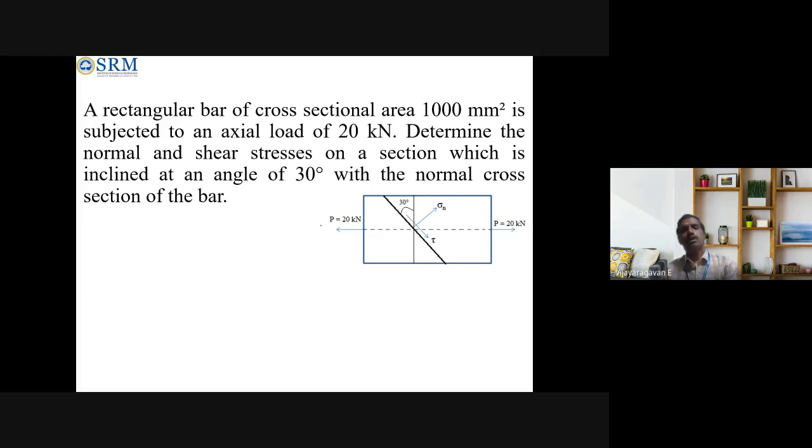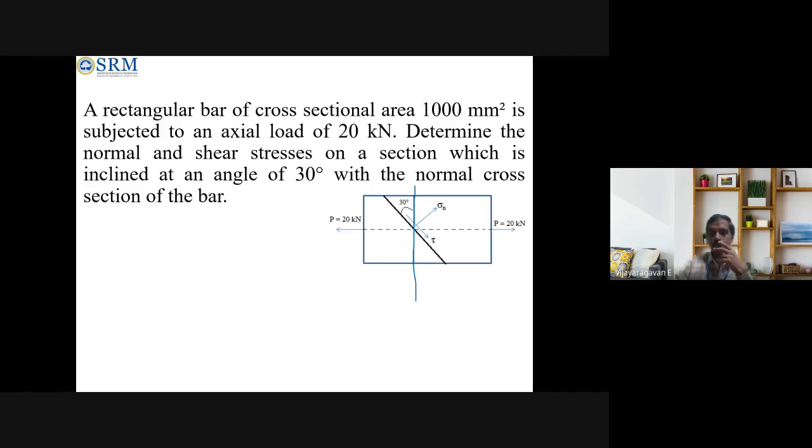So we have a rectangular bar of 100 mm square subjected to a tensile load of 20 kilonewton. We have to find what is the normal stress and shear stress on a section which is inclined at 30 degrees to the normal cross section. So this is the normal cross section.